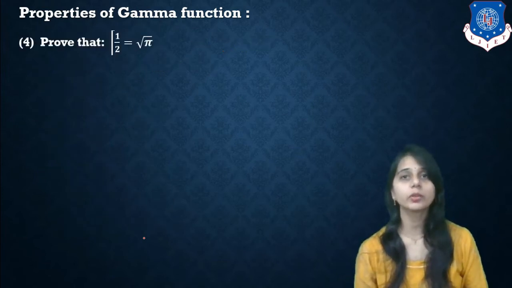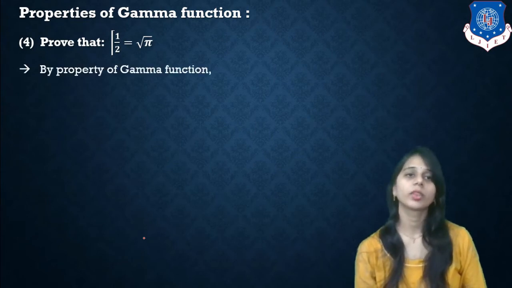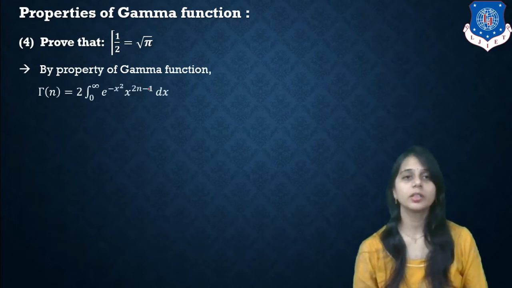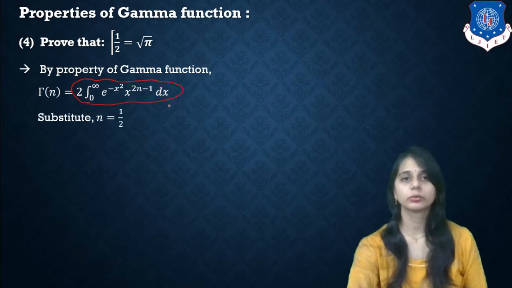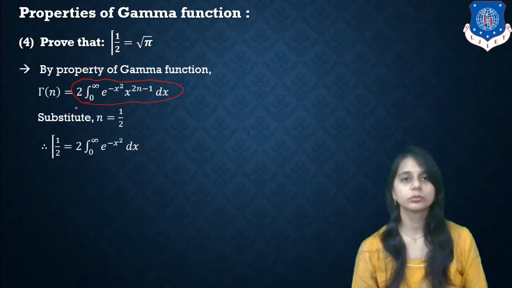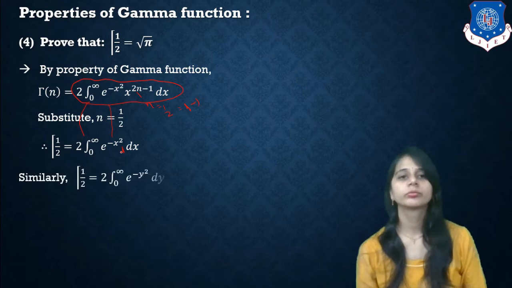Now prove that gamma 1 by 2 equals under root pi. By the property of the gamma function, gamma n equals 2 times integral 0 to infinity e raised to minus x square, x raised to 2n minus 1 dx. Now substitute n equals 1 by 2. So what do we get? It is 2 times integral 0 to infinity e raised to minus x square, and here if n equals 1 by 2, we get 1 minus 1, so x raised to 0 is 1, dx. So gamma 1 by 2 equals 2 times integral 0 to infinity e raised to minus y square dy.